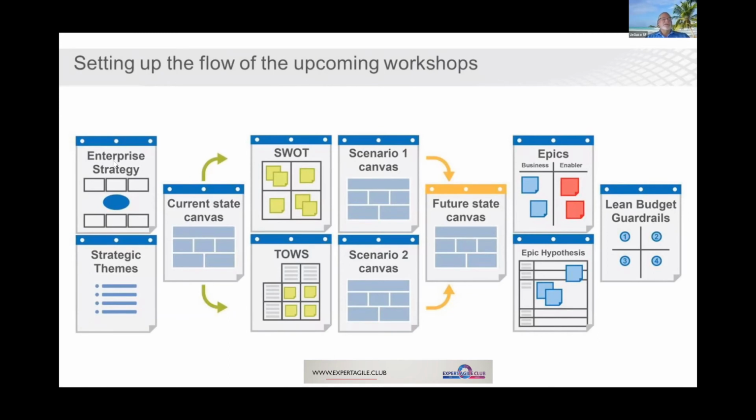So you start with the enterprise strategy, then you go to strategic themes, and then we're going to create a canvas, and then we're going to do a SWOT analysis, and then a TOWS analysis. Then we're going to look at multiple potential future canvases, and then settle on a future state canvas. And then the output of that will be epics, large pieces of work. And then those epics will be supported by epic hypotheses. And then we're going to deliver those using lean budget guardrails.